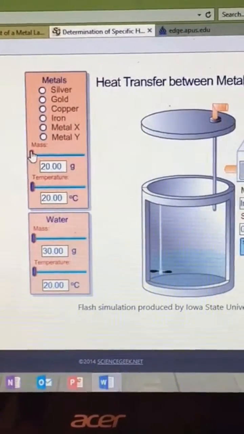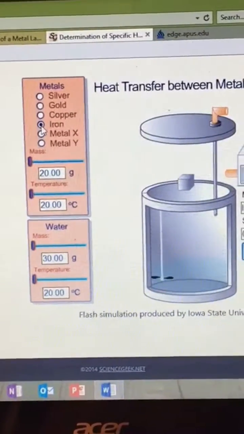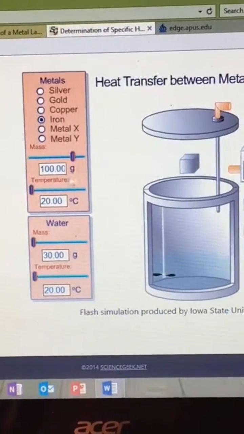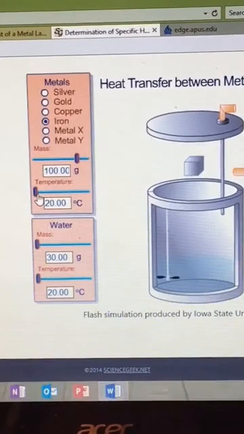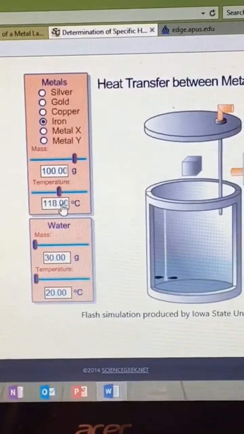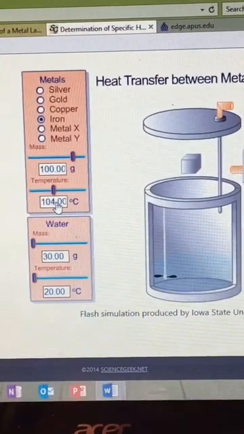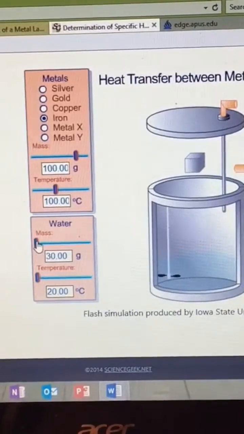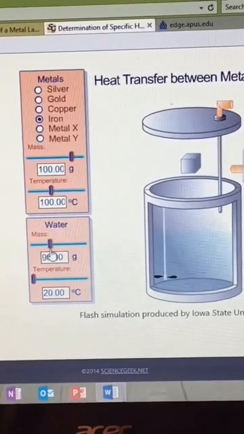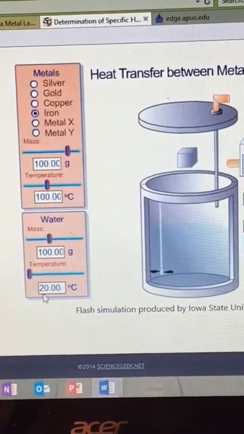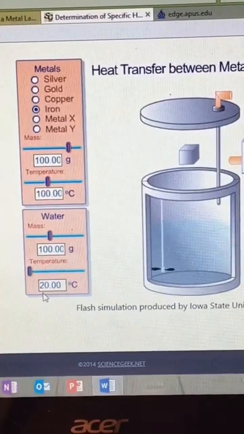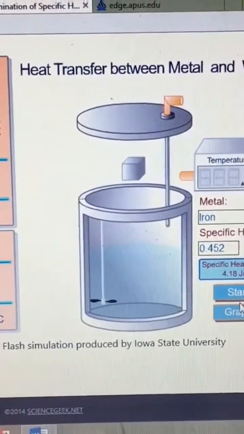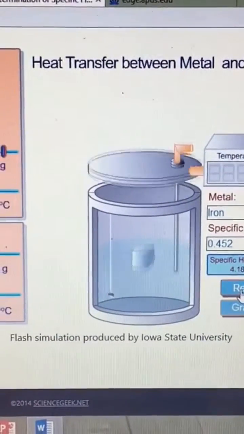When we start our experiment, we will start off with iron and make the mass of iron 100 grams. And we'll make the temperature of iron 100 degrees Celsius. And we will make the mass of water 100 grams. Make the temperature of the water 20 degrees Celsius. Once we have finished, we will hit start to get our final calculations.